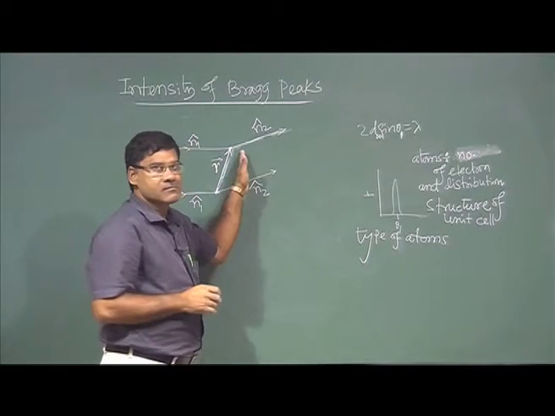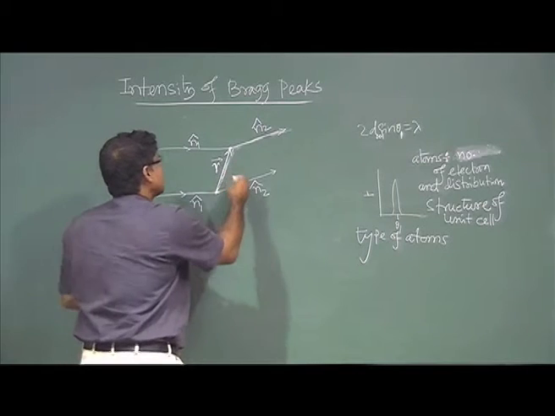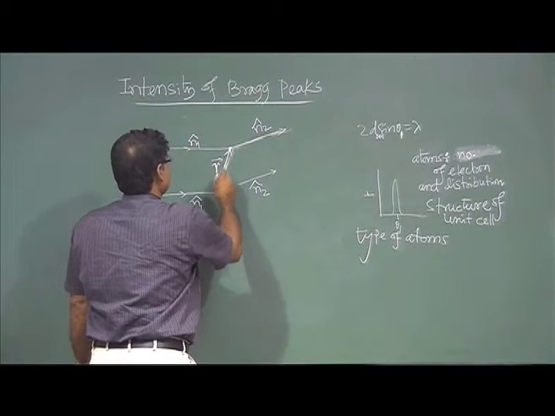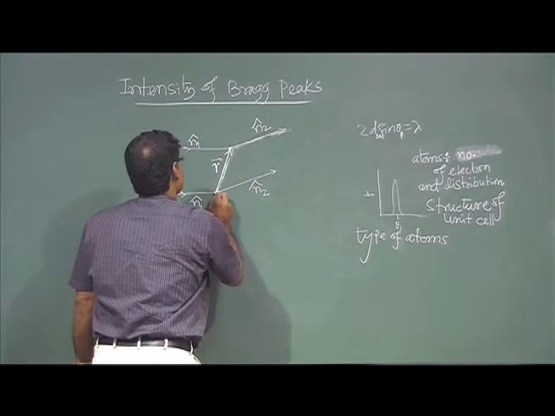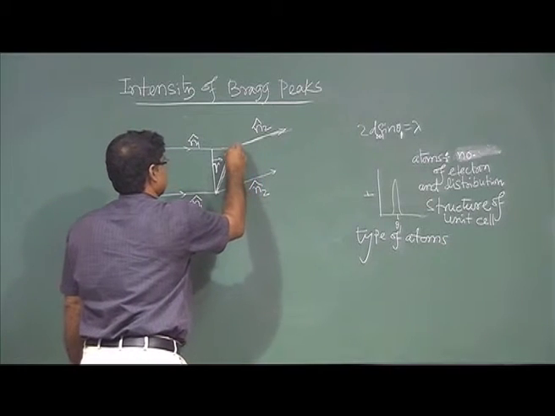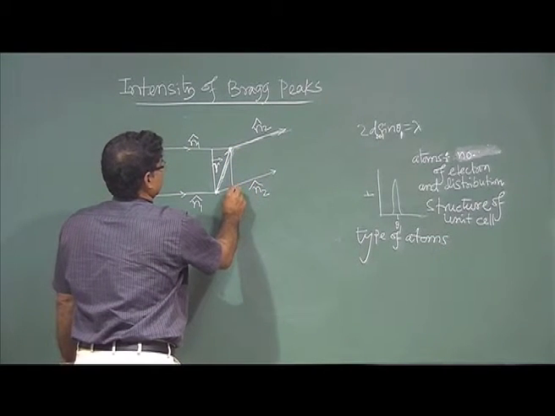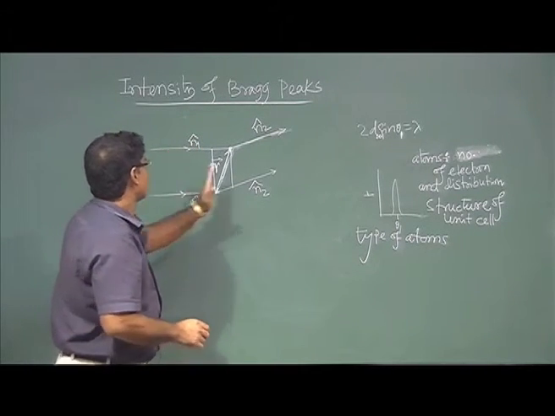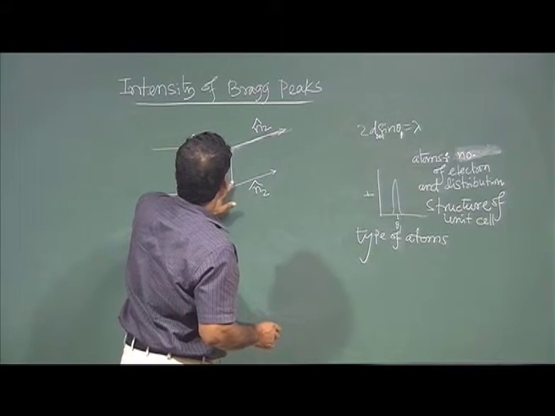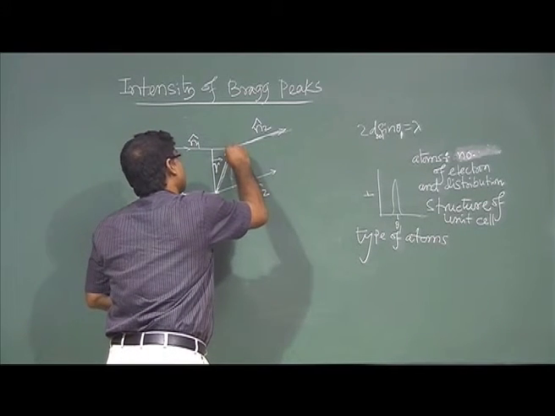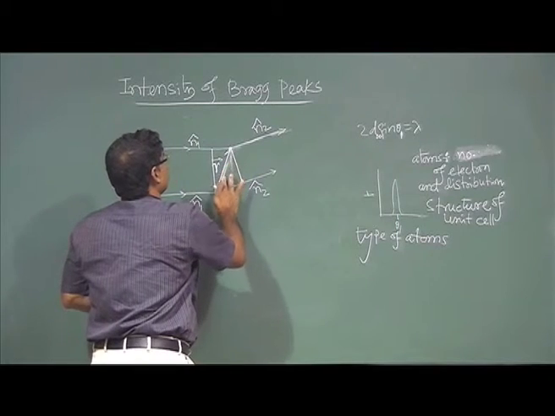Now what will be the condition? The path difference has to be an integral multiple of lambda. To calculate the path difference, these two are parallel, so this side path is the same, this side path is the same. I think I should draw it this way, between this and this. I think this is okay.